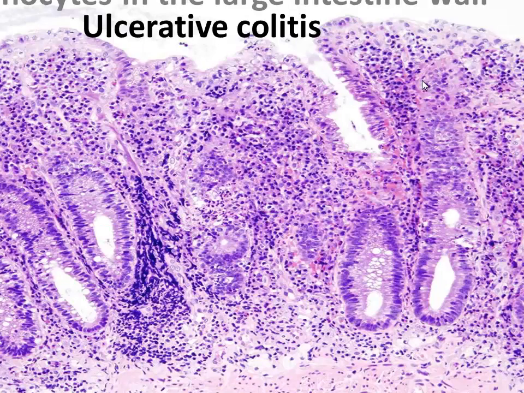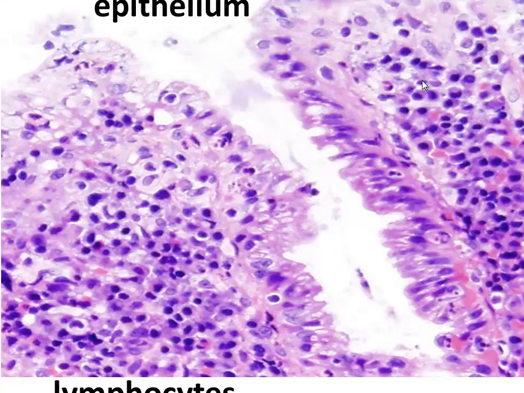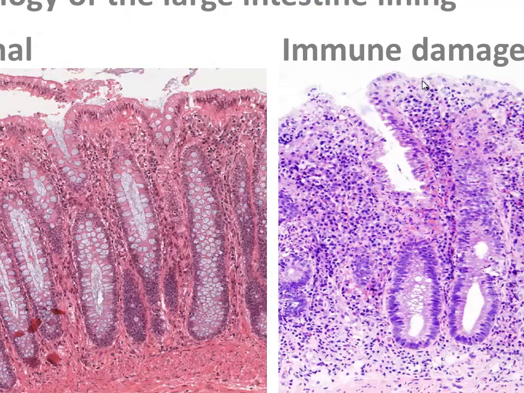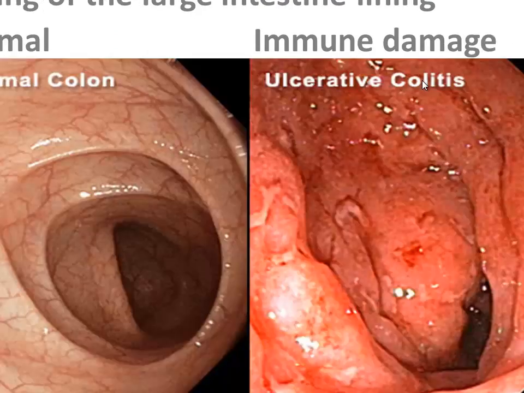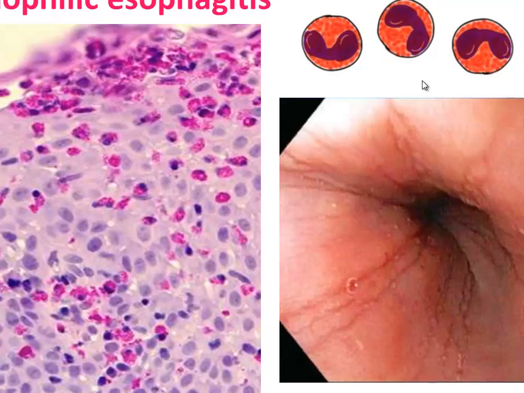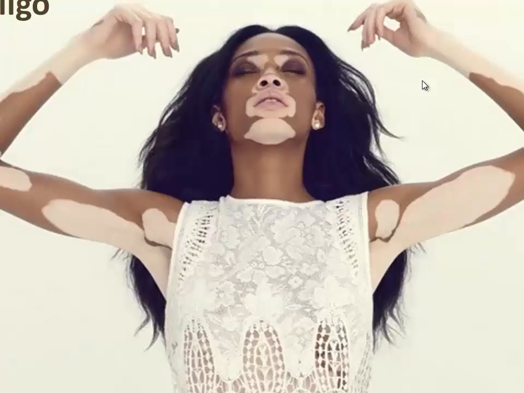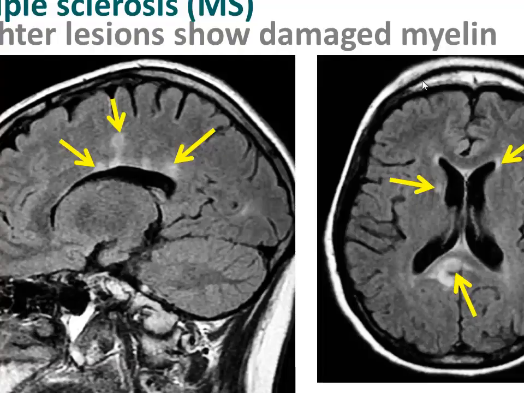And once you've activated your immune system to attack yourself, those antibodies and those lymphocytes can do a tremendous amount of damage to your tissues. In these examples, the lining of your digestive tract or your esophagus is basically destroyed, or in vitiligo, your pigment. In multiple sclerosis, the myelin and white matter of your brain and spinal cord.